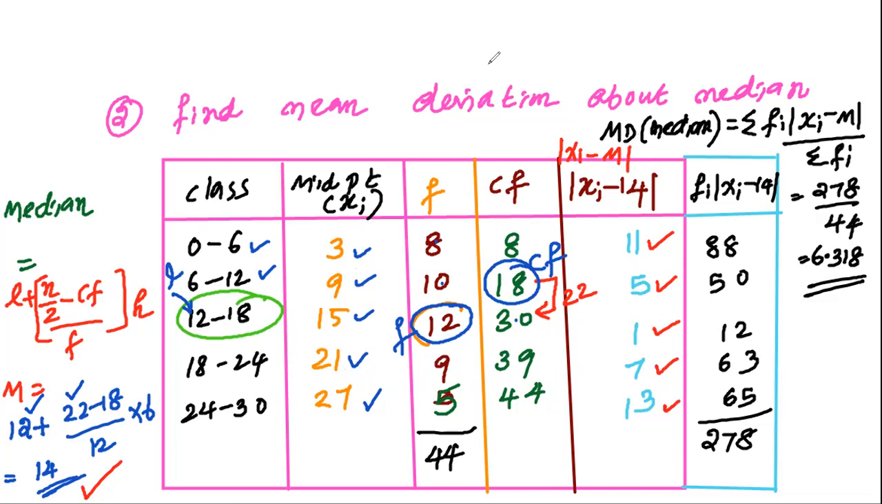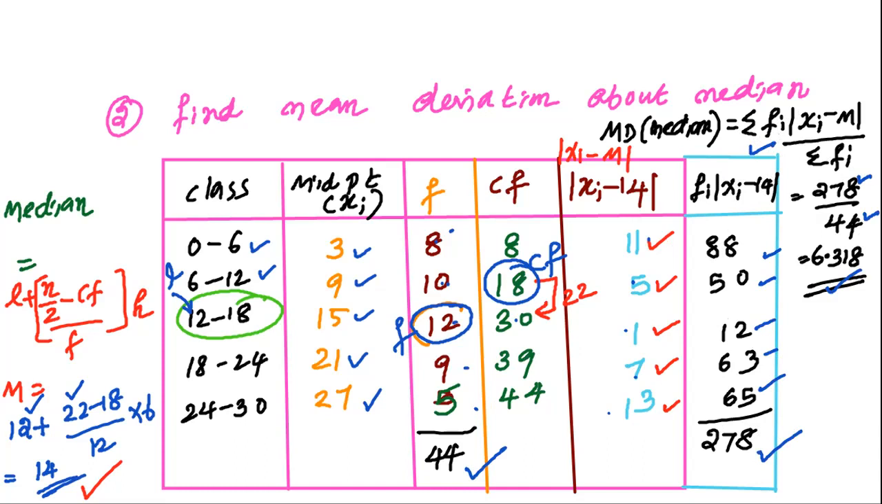After that, listen here, what I have to do is multiply my frequency table with this table. What I'm getting: 8 into 11, 10 into 5, 12 into 1, 9 into 7, 5 into 13. I'm writing those product values here. After that, we have to add them. We have to find the sum of the fi into modulus of xi minus 14 table. I'm getting 278. Sigma f is 44. Let me apply the formula for mean deviation about the median of grouped data. It will become 278 divided by 44. The final answer will be equal to 6.318.